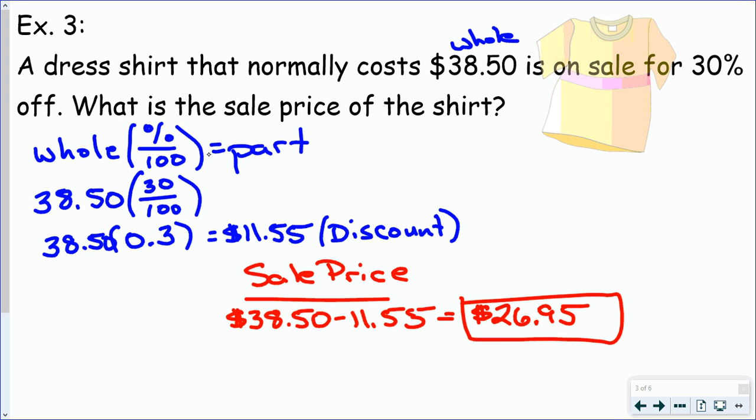So I had to find out what the discount was. So I found out what 30% of 38.50 is by doing 38.50 times the 30% divided by 100. That gave me the discount. And then I subtracted that discount from the original price.